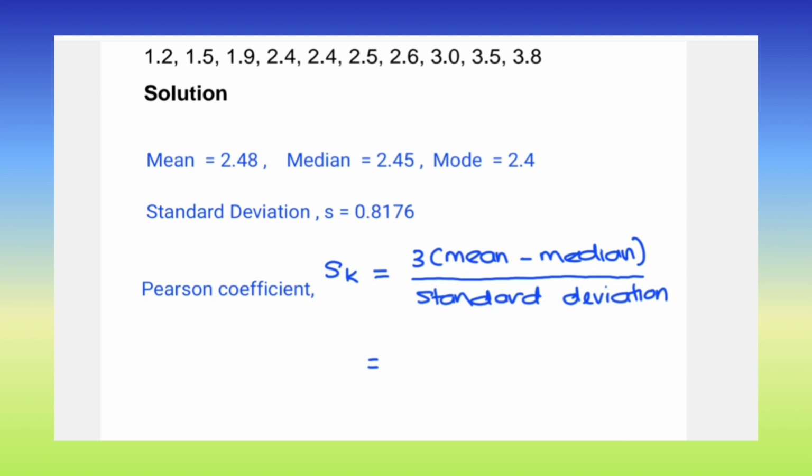If we have the value of mean and median, we can use this formula. So just substitute. The Pearson coefficient SK will be 3 times 2.48 minus 2.45, over 0.8176. So the answer here is 0.1101.